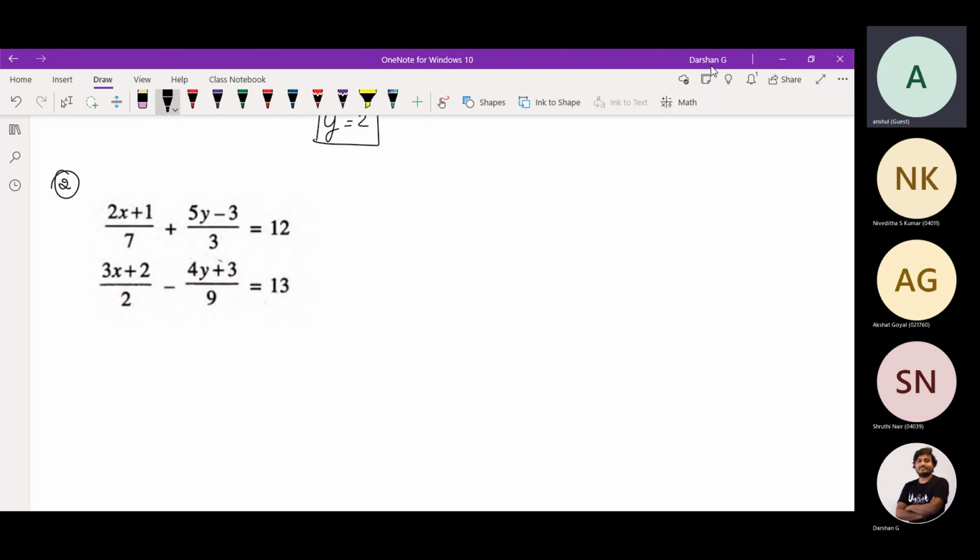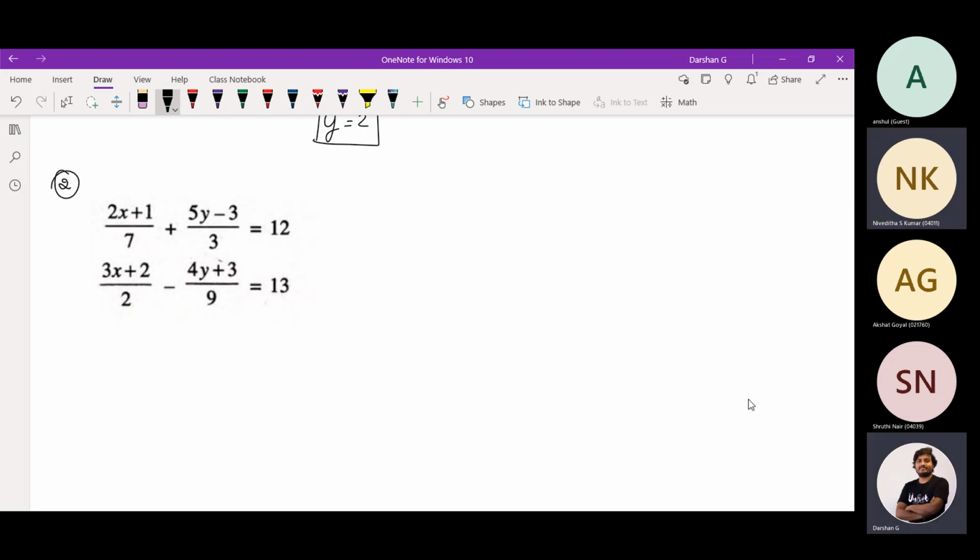First, multiply each term in the first equation by 21 and in the second one by 18. Okay, yeah, that's a good idea. So what about Akshat? Do you have any other idea? No, sir, I'm doing the same thing. Nivedita, same idea, same thing. Maybe different. Or you can substitute. Yeah, but also in this, after we find the value, that becomes complicated.